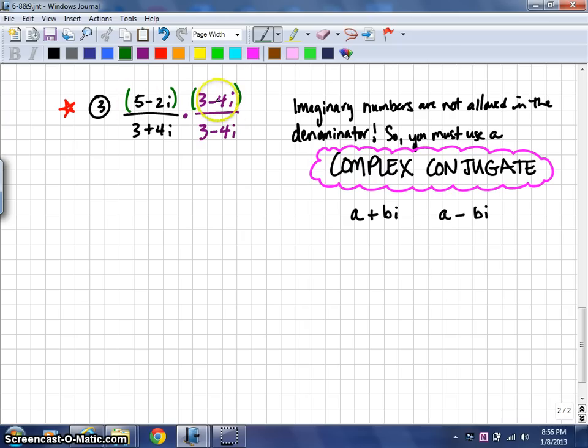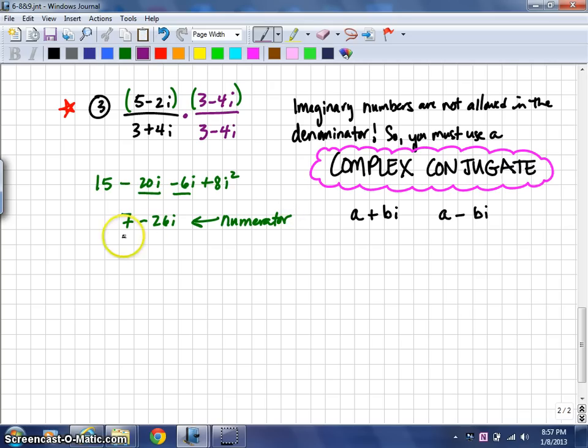So I'm going to go ahead and do FOIL on the top. I'm going to get 15 minus 20i minus 6i plus positive 8i squared. Keep in mind that again, i squared is the same as negative 1, and I have common or like terms in the middle. So my 15 and my negative 8 over here add up to make a 7. And my negative 20i and my negative 6i in the middle add together to make negative 26i. So this is my answer for the numerator. And I've done that in green.